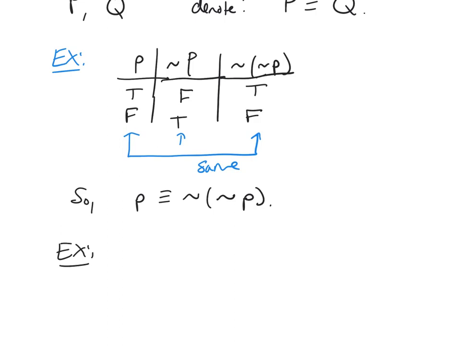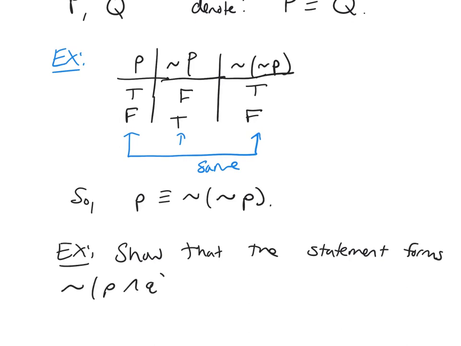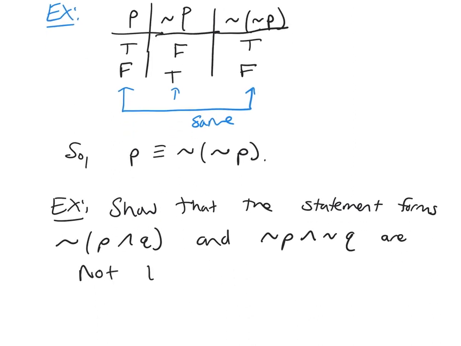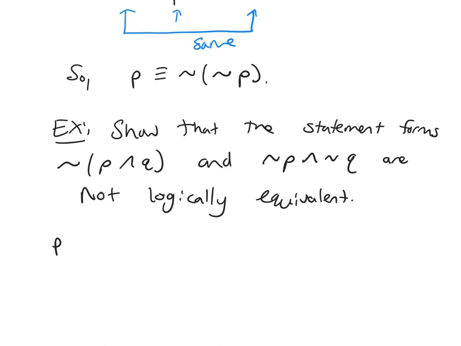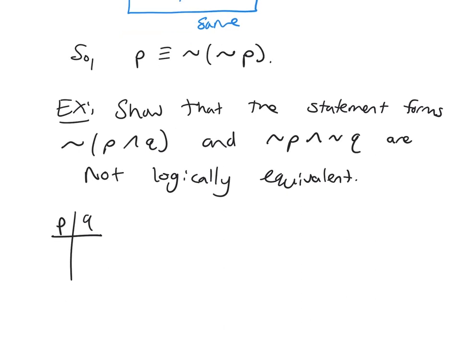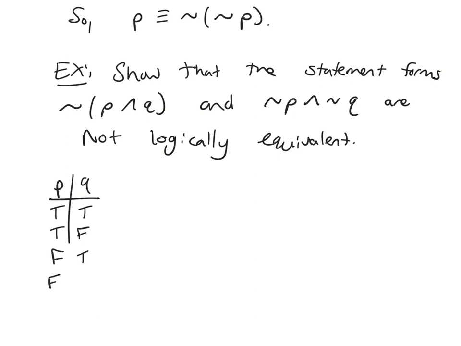Let's look at one more. Let's look at showing that the statement forms not (P and Q), and not P and not Q are not logically equivalent. So I want to show that two things are not logically equivalent. We're going to construct the truth table for these two. We're going to put it together in one truth table. So let's do P and Q. Those are my only two statement variables. So we're going to have 4 rows: true, true, true, false, false, true, and false, false.